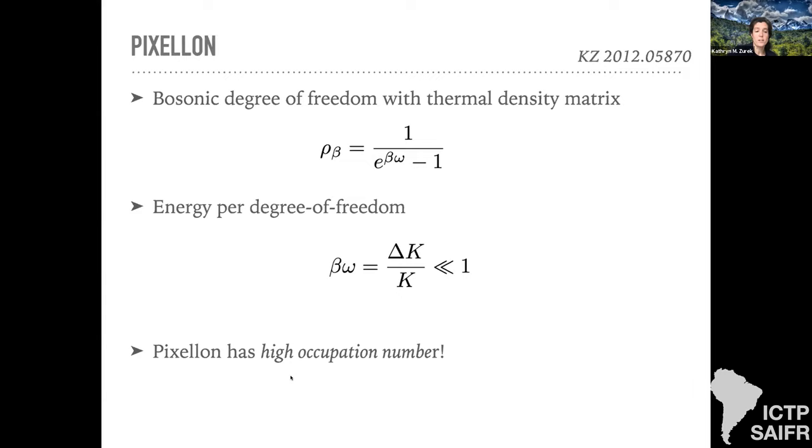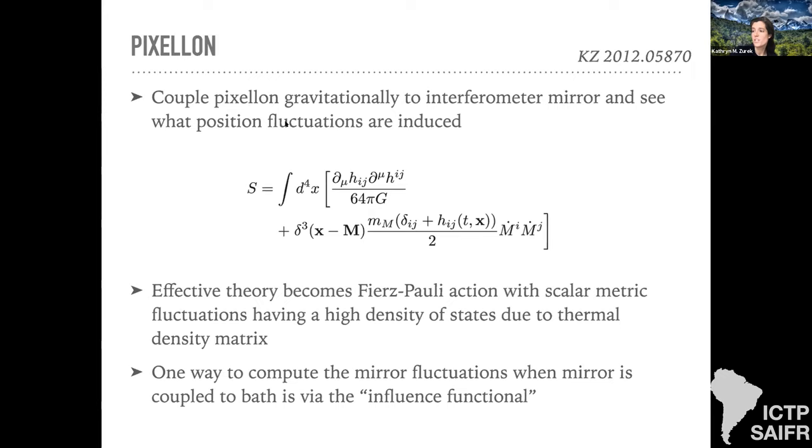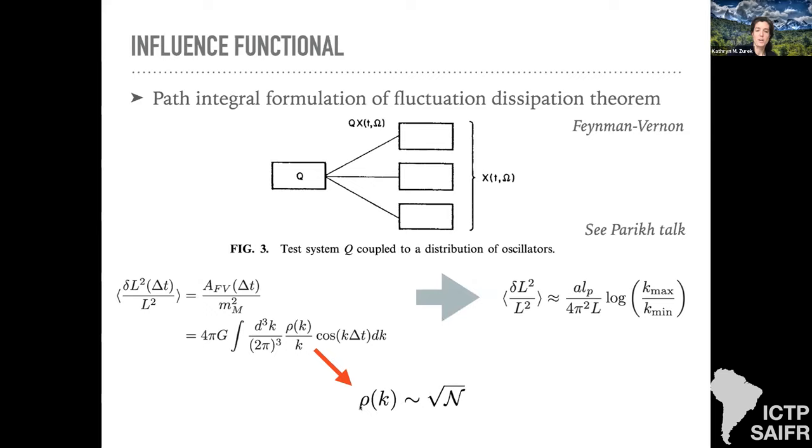Once I have this bosonic degree of freedom with a high occupation number, I need to couple it gravitationally to the interferometer mirror and see what it does to the position fluctuations in the mirror that I can measure. So you just take the Fierz-Pauli action and couple these metric fluctuations to the mirror. One way to compute these mirror fluctuations, which I think Maulik is going to talk about for the case of gravitons, is via the influence functional. I'm not going to talk about that; Maulik is going to talk about the influence functional. There are other ways to compute it as well.